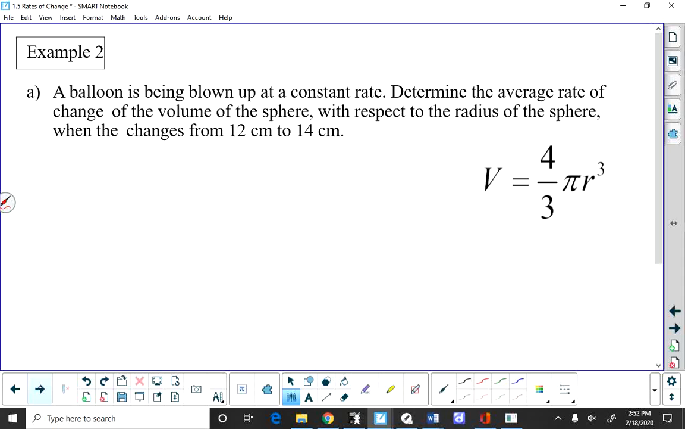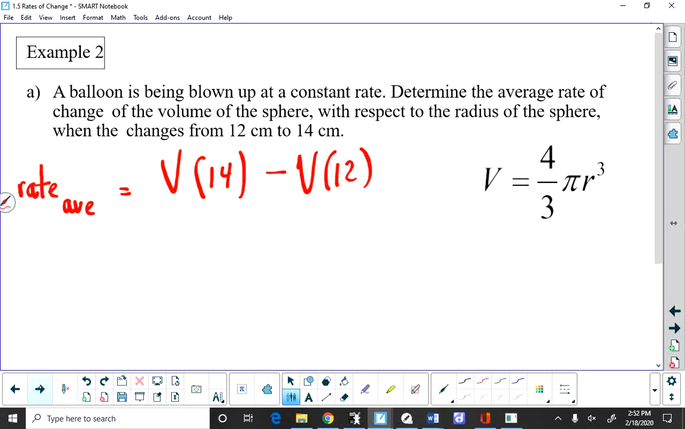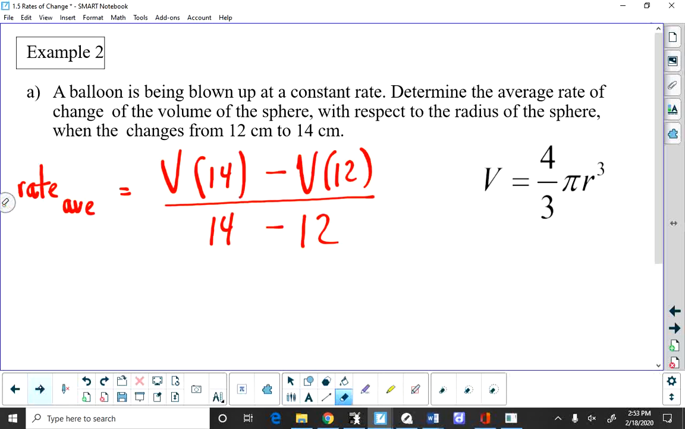Well, that average rate of change will be equal to the volume at 14 minus the volume at 12 over 14 minus 12. It's not x, it's not y, it's not position, it's not time. It's volume with respect to radius. This is delta volume over delta radius.